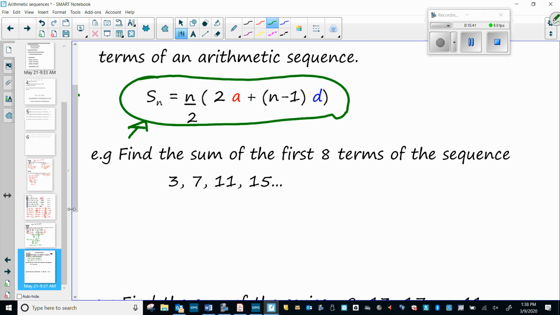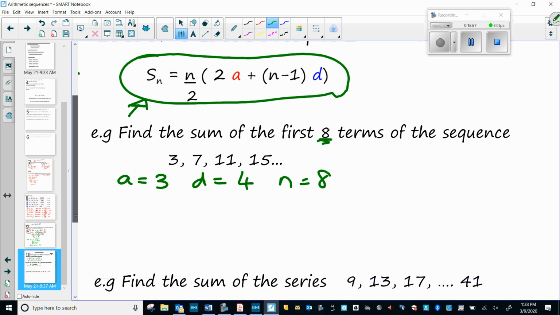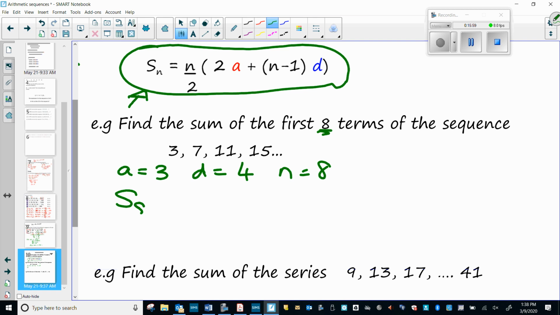So for this question here, what's a? What's d? And what's n in our case? It's not a trick question. 8, yes? Because they want 8 terms. You're just going to stick those numbers in. So the sum of 8 terms is 8 over 2, brackets, 2 lots of 3, plus, let's do this bit in our head, 8 minus 1 is 7 lots of 4.